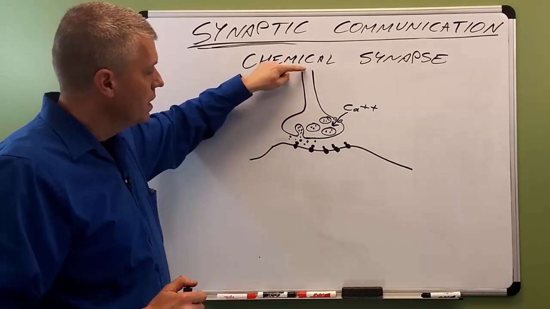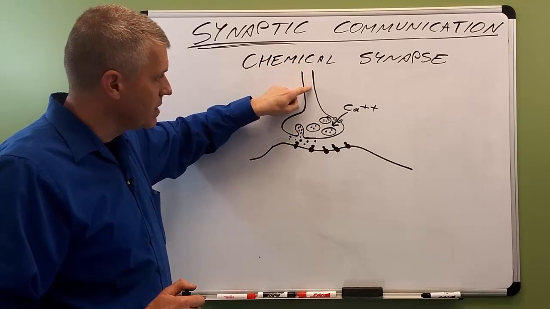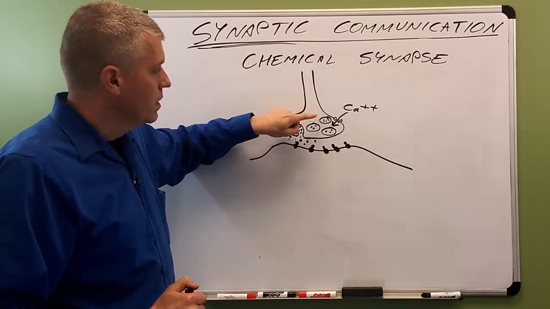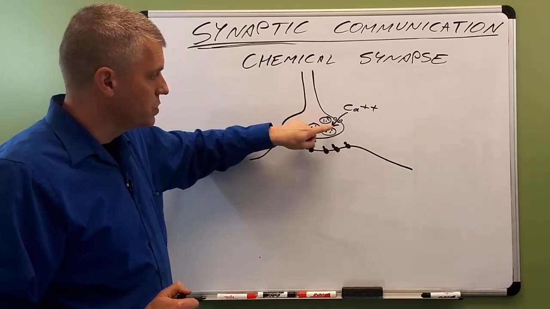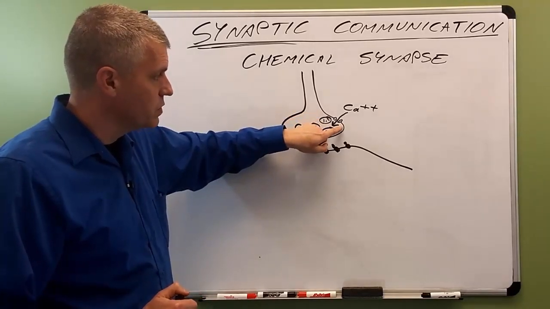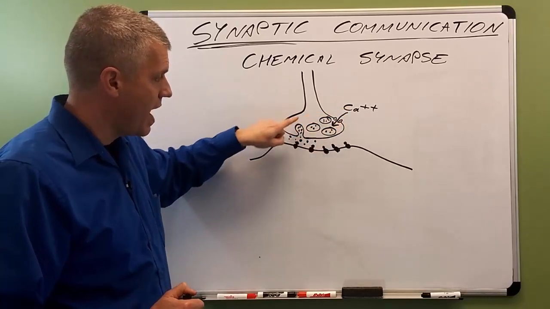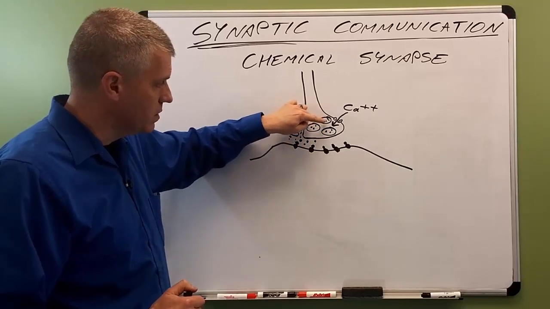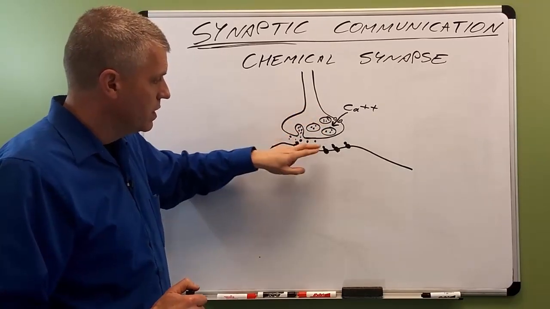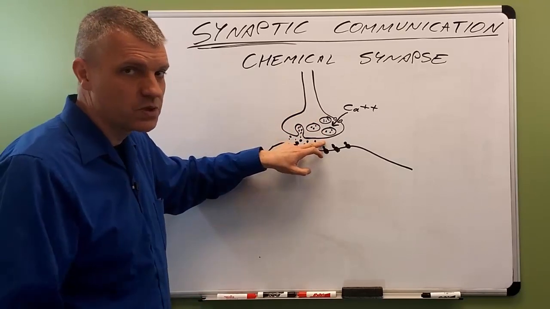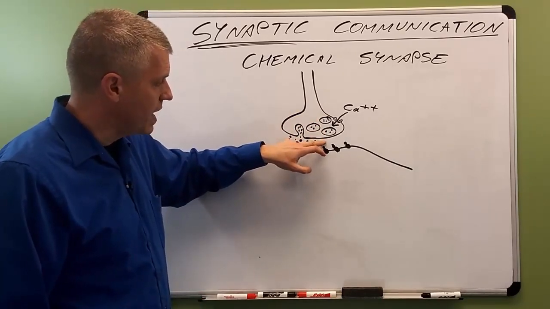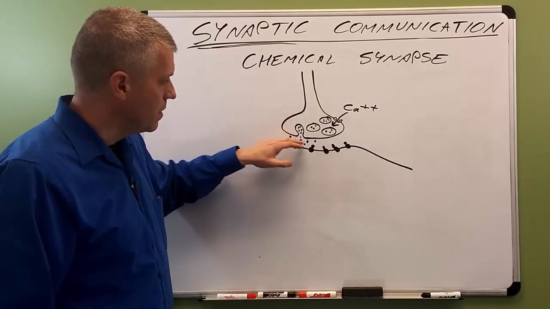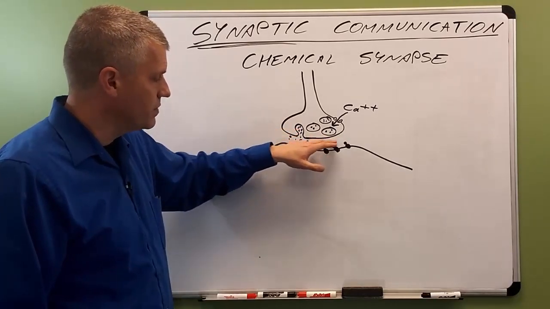An action potential comes down the axon. It reaches the axon terminal. The voltage change of that action potential causes voltage-gated calcium channels to open, and calcium enters the axon terminal. The presence of that calcium causes these vesicles filled with neurotransmitter to bind with and perform exocytosis on the presynaptic membrane of the axon terminal, and that exocytosis dumps neurotransmitter into the synaptic cleft.